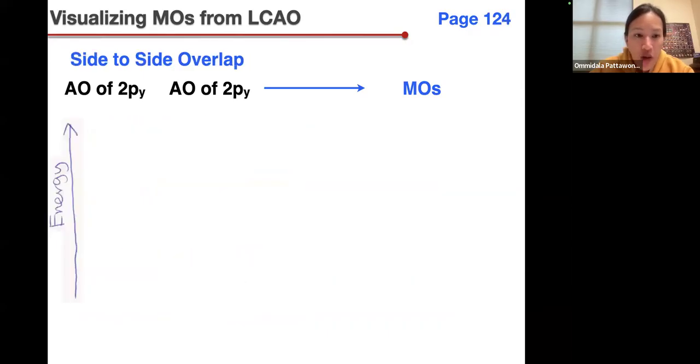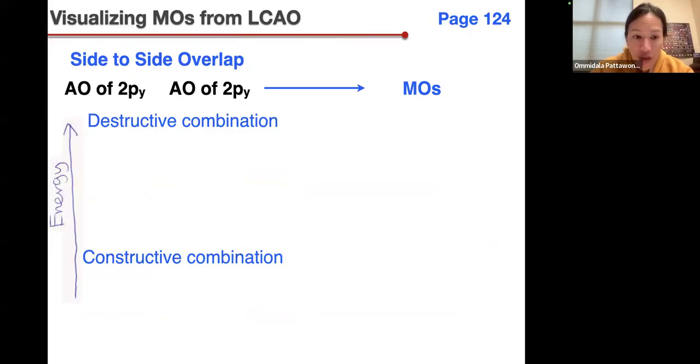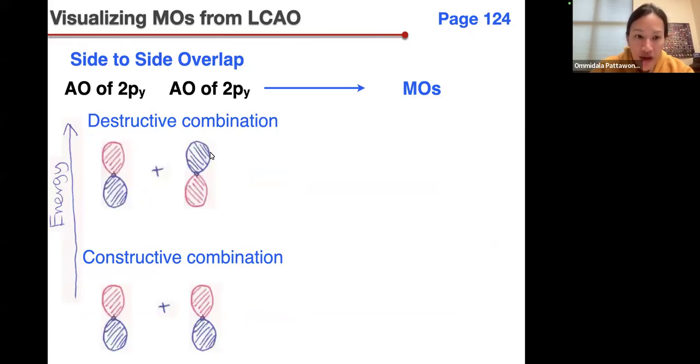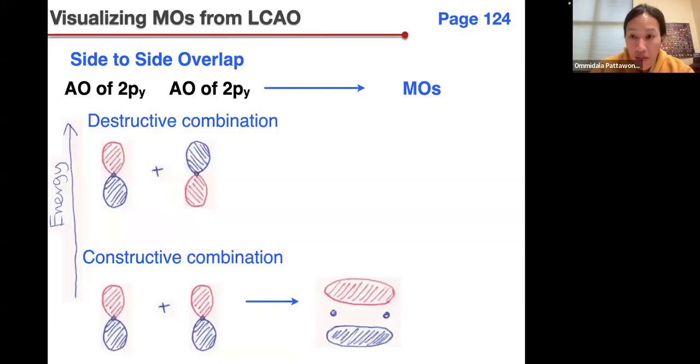Next one, 2py. I'm going to do side-to-side overlap now with the 2py. We are going to have the same phase for constructive combination, the opposite phase for destructive combination. You can do plus sign and minus sign, that's fine with me. The constructive, those that are the same, would add together and amplify each other. But remember, side-to-side overlap always yields a pi bond. That's why the electron density is actually outside the nucleus axis. So this is what we call pi 2py bonding molecular orbitals.